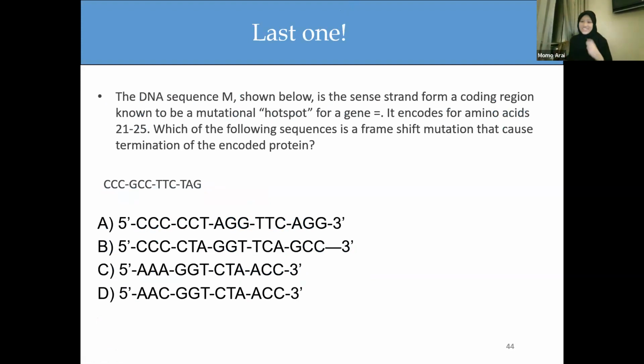So this is the last question. The DNA sequence shown here is the sense strand from a coding region known to be a mutational hotspot. So there are mutations that can happen in this sequence. It encodes for amino acids 21 to 25. It's not that important. Which of the following sequences is a frameshift mutation that causes termination of the encoded protein? Okay, so which one of these sequences?